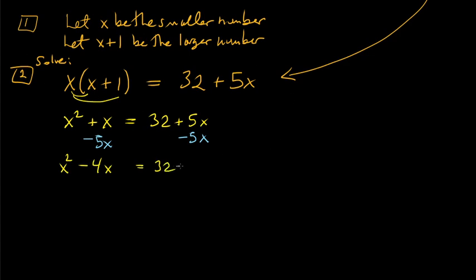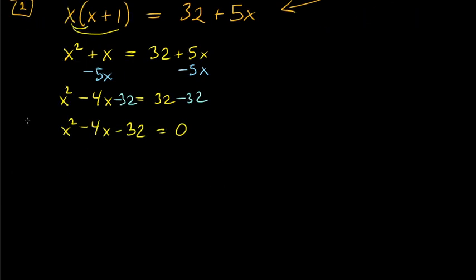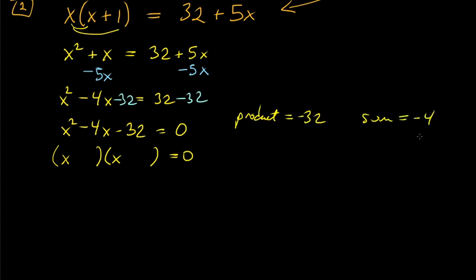Now we can take away the 32 from both sides. And that leaves us with x squared minus 4x minus 32 equals 0. Okay, so we just have to factor x squared minus 4x minus 32. What two numbers have a product of negative 32 and a sum of negative 4?